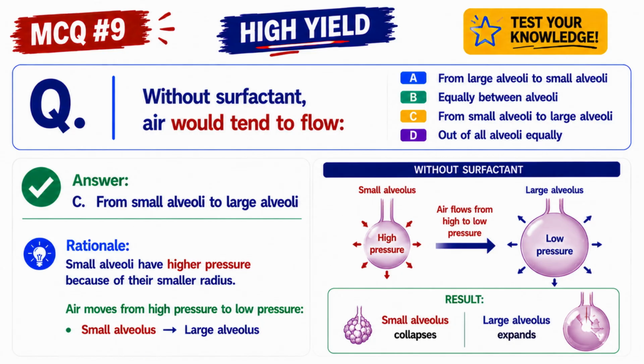Here's why. Return to Laplace's law. P equals 2T over R. Pressure inversely proportional to radius. Small alveolus, small radius, high pressure. Large alveolus, large radius, low pressure. Air flows from high pressure to low pressure.